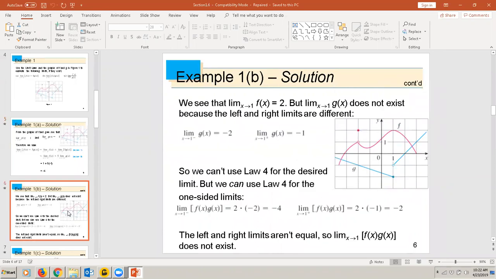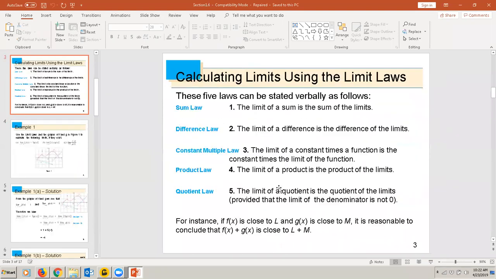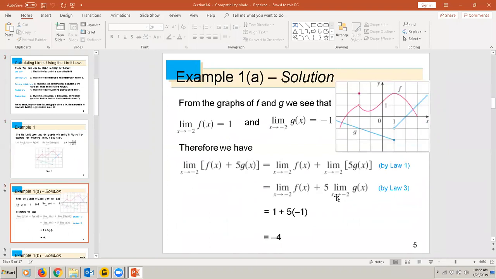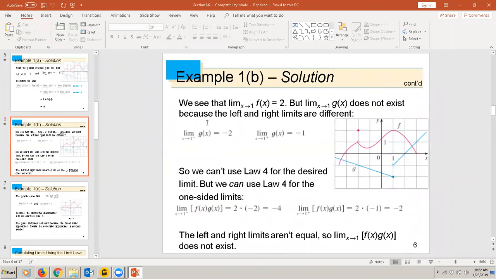All right, let's go to problem 2, part B. Part B said, let me go back to part B just as a reminder. Part B said the limit as x approaches 1 for f of x and g of x. All right. Well, let's do the limit as x approaches 1 for g of x and see what happens. So I'm going to be approaching the x value of 1. And let me go from both the left side and the right side and see what happens for g of x.